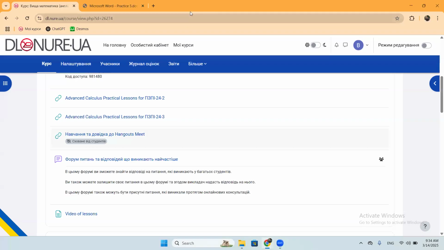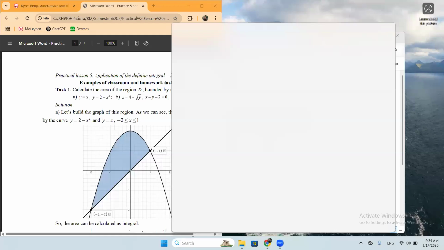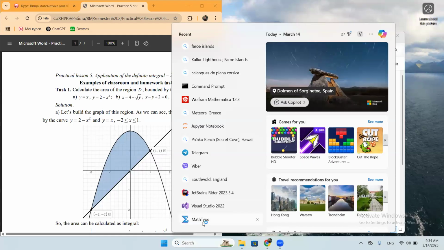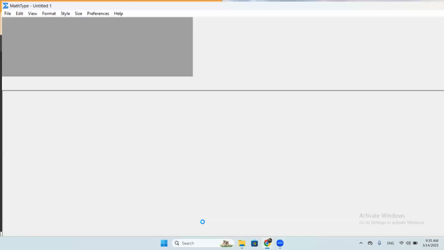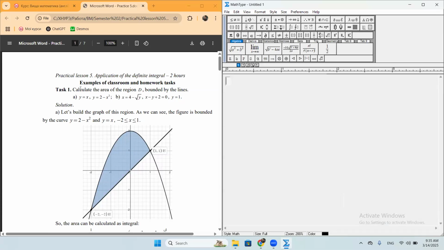Good morning, dear students. Today is our fifth practical lesson, and it is about application of definite integral. On the previous lesson we were just calculating definite integrals, and now we will use definite integrals in different physical tasks. The first of them is to calculate the area of the region that is bounded by different lines.